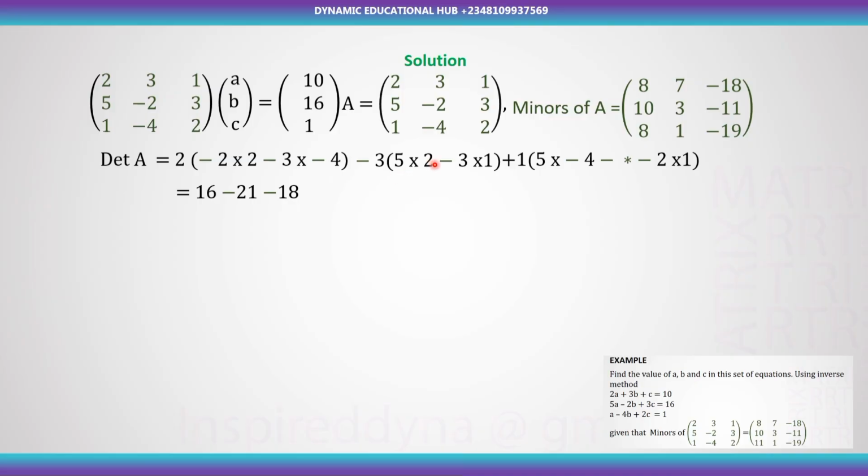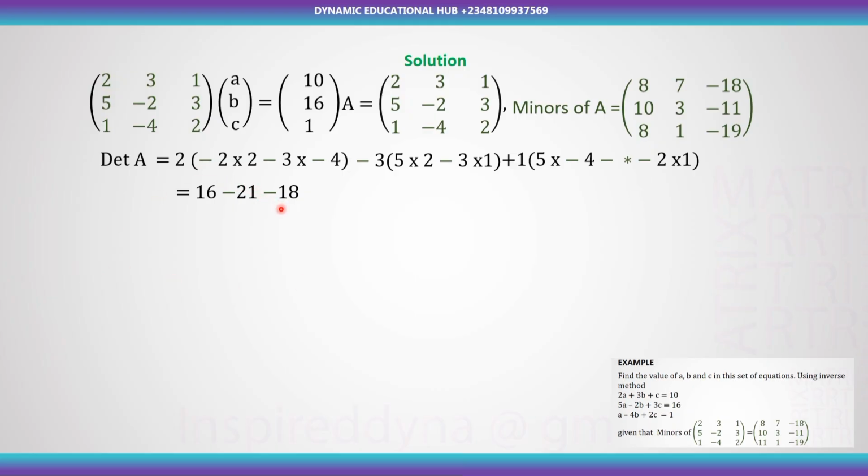5 times 2, that's 10. Minus 3 multiplied by 1, that's minus 3. 10 minus 3, that's 7. 7 times minus 3, that's minus 21. 5 times minus 4, that is minus 20. Minus times minus here, that's plus. Now 2 multiplied by 1, that's 2. 20 minus 20 plus 2, that is minus 18. Minus 18 times 1, that is minus 18 over here.